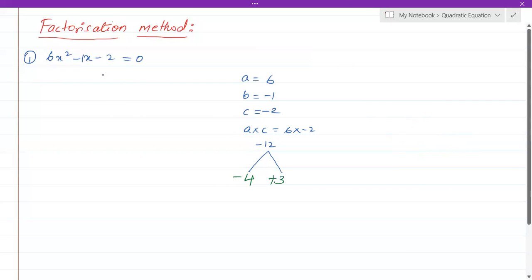retain the first term and the last term as it is, 6x square and minus 2 as it is. Instead of this middle term, we have to write these two numbers, that is minus 4 with an x plus 3 with an x. The last number minus 2 stays as it is. I hope it is clear. Instead of this middle number minus 1x, we have to introduce these two things along with x. Because it was minus 1x, right? So you have to write minus 4x plus 3x.